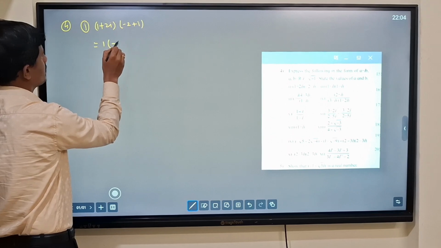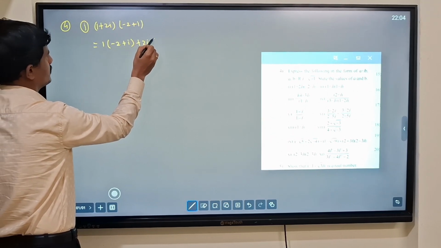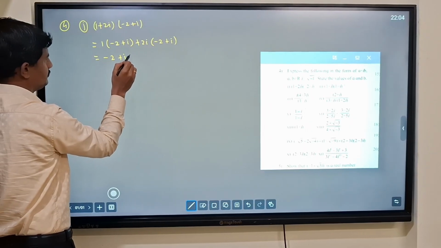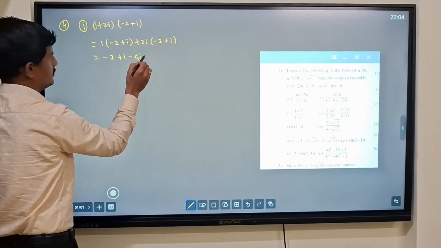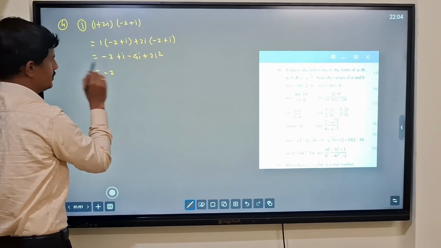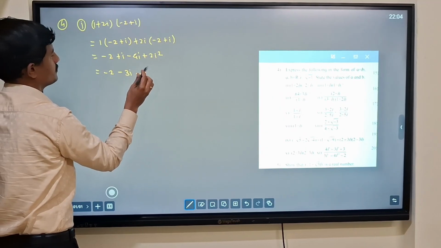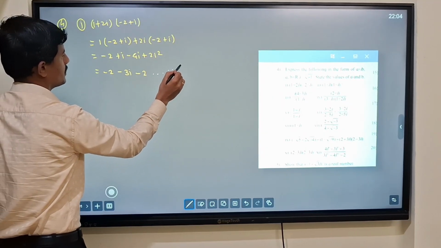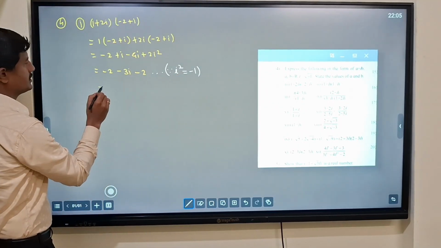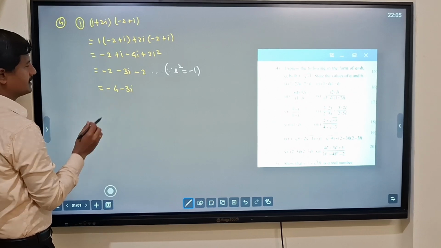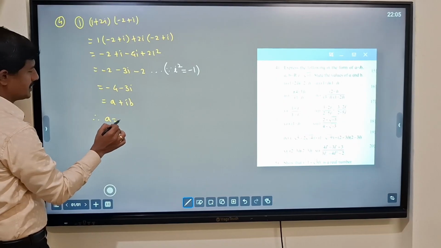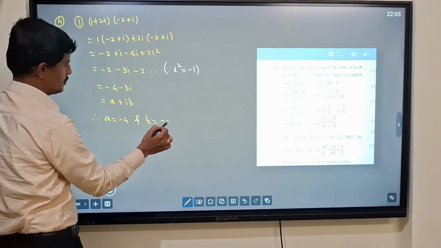After multiplying, 1 becomes minus 2 plus i, plus 2i into minus 2 plus i, and this becomes minus 2 plus i minus 4i plus 2i square. So this becomes minus 2 minus 3i minus 2, because i square is simply minus 1. So minus 2 minus 2 becomes minus 4 minus 3i, that is equal to a plus ib. Therefore a is simply minus 4 and b is equal to minus 3.